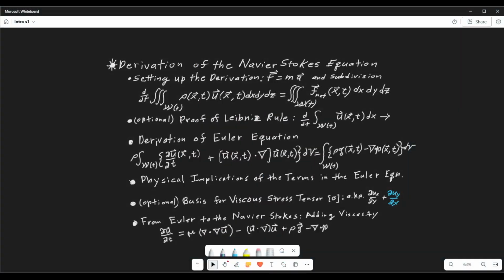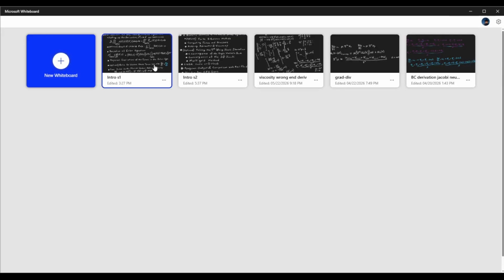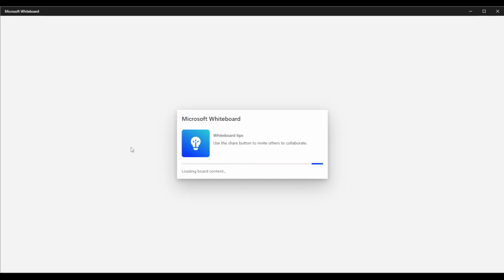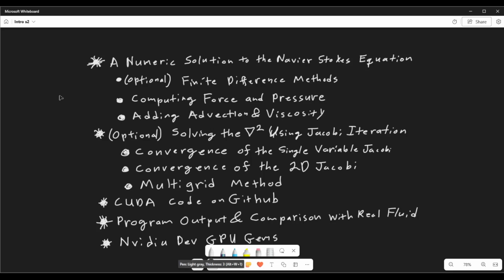So to go back to the introduction, after coming up with the viscous stress tensor, then I'll go from the Euler to the Navier Stokes by adding the viscosity. So I finally end up with this entire term. Well, this is the viscosity term. Okay, so that pretty much finished the derivation, the mathematical derivation of the Navier Stokes.